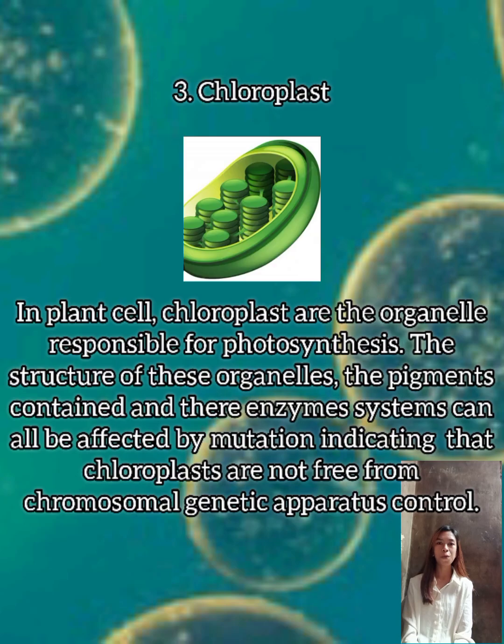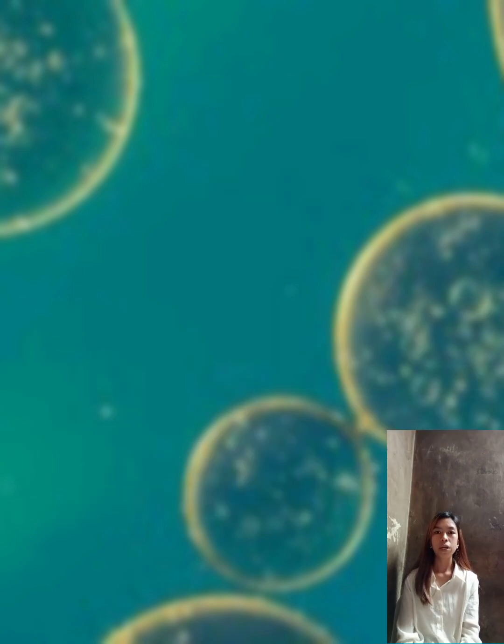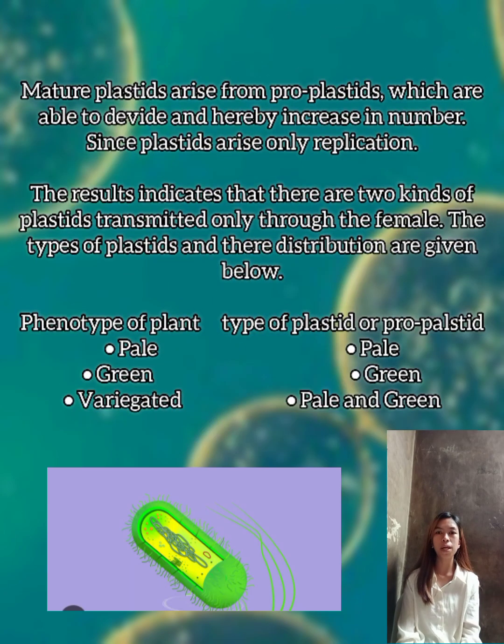Number 3. Chloroplast. In plant cells, chloroplasts are the organelles responsible for photosynthesis. The structure of these organelles, the pigments contained, and their enzyme systems can all be affected by mutations, indicating that chloroplasts are not free from chromosomal genetic control. But mature plastids arise from proplastids, which are able to divide and thereby increase in number. Since plastids arise only from pre-existing structures, they are capable of self-replication.